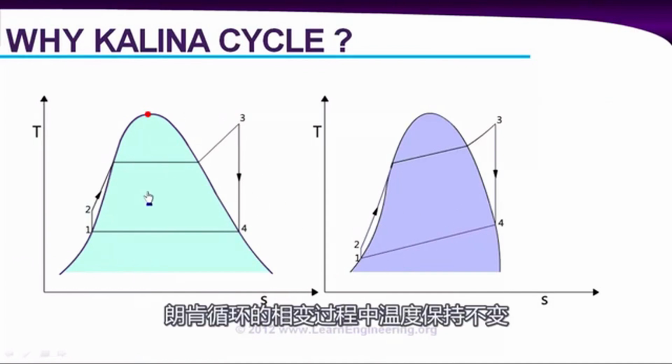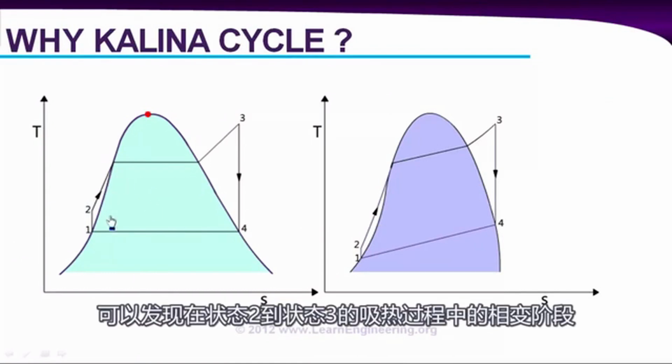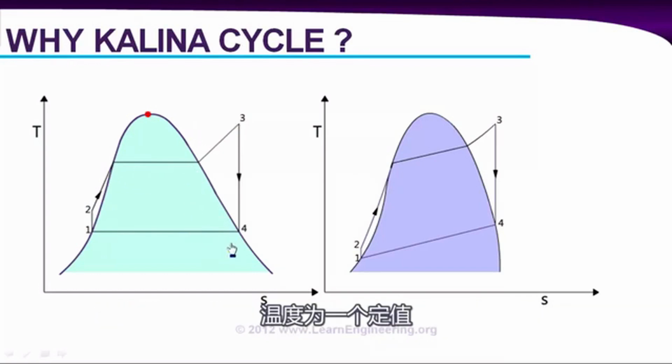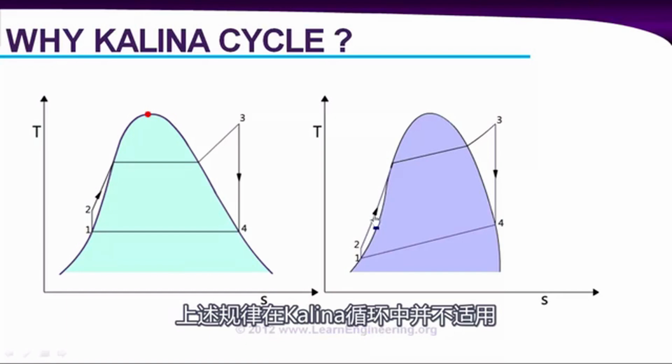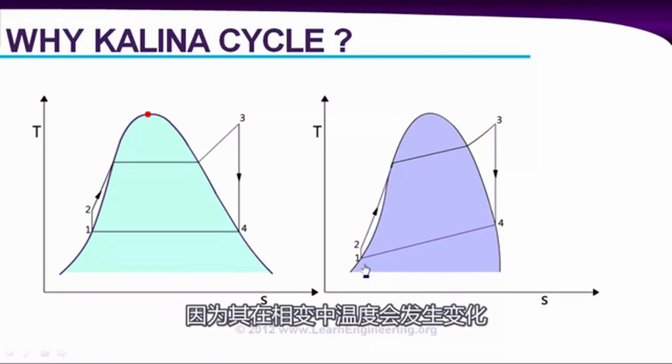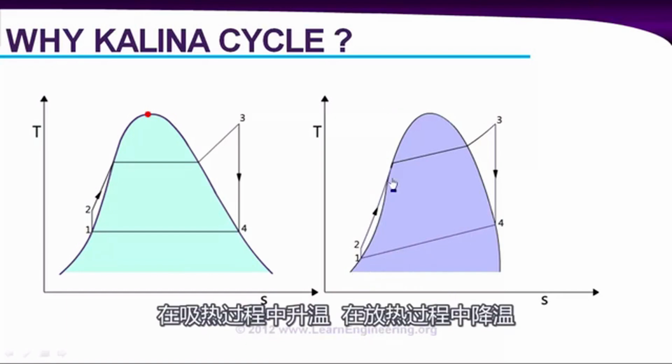In a Rankine cycle, during phase transformation, temperature doesn't change; it remains the same. You can see during the heat addition process 2 to 3, temperature doesn't increase during phase transformation. Similarly, in the condenser, process 4 to 1, the temperature doesn't change due to phase change. But this is not the case with the Kalina cycle. Here, even during phase change, temperature changes. You can see it over here.